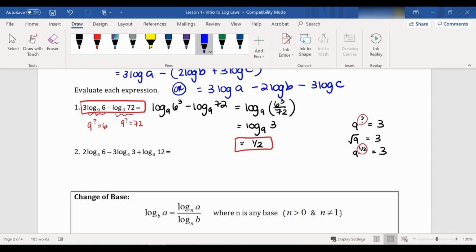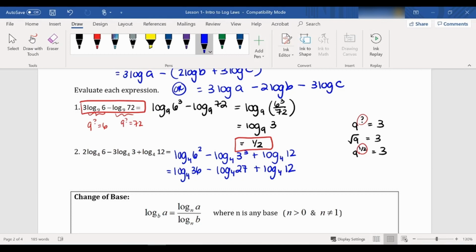We'll try one more. Again, log base 4 of 6, not a nice answer. Log base 4 of 3, not a nice answer. We're going to use our power law first to bring the 2 that's in front of the first term and the 3 in front of the second term up. So this is going to be log base 4 of 6 squared minus log base 4 of 3 cubed plus log base 4 of 12. Again, if you would like to actually rewrite this as 36 and as 27, you can. You do not have to.